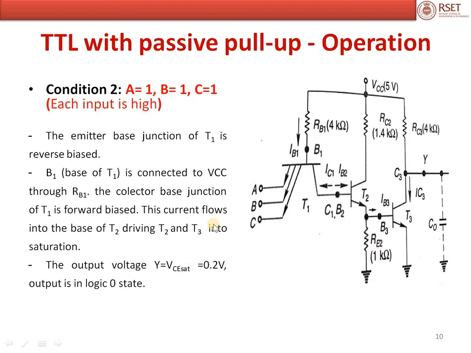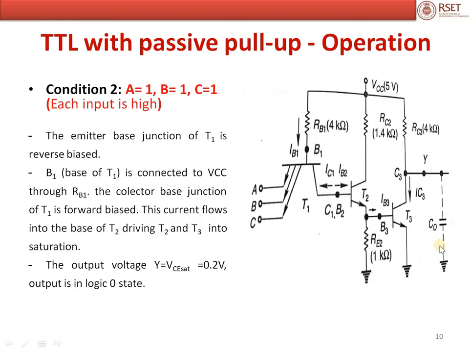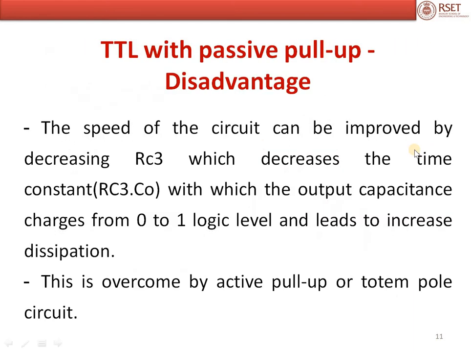Now some disadvantages. The disadvantage of the passive pull-up circuit is that, due to the presence of the stray capacitance, when the output changes from one state to another, it will take a certain time. That time depends on the time constant RC3 times CL. In order to increase the speed of the circuit, if you reduce the value of RC3, that will increase the power dissipation. This is overcome by the active pull-up or totem pole circuit.